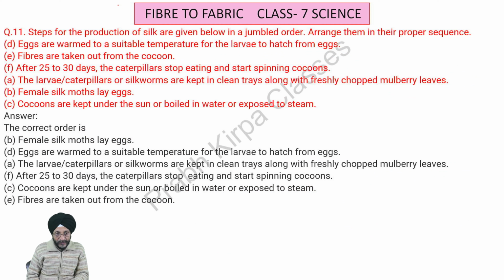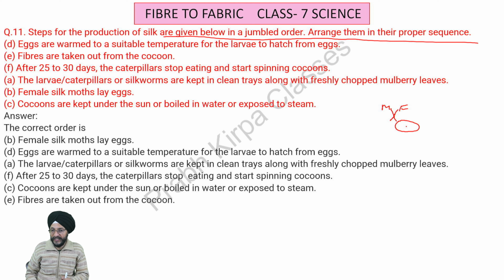Now we will see the next question. Steps for production of silk are given below in the jumbled order. We are to arrange them in proper sequence. First, we go through the same. We already know that first of all, the male and female silk moth mate, and the female silk moth lays eggs on mulberry leaves. First step is laying of eggs. Female silk moth lays eggs.